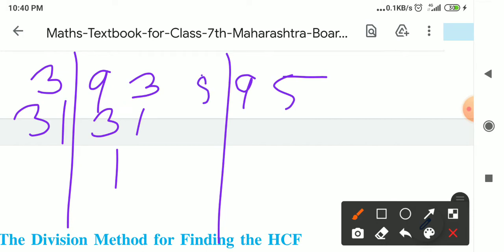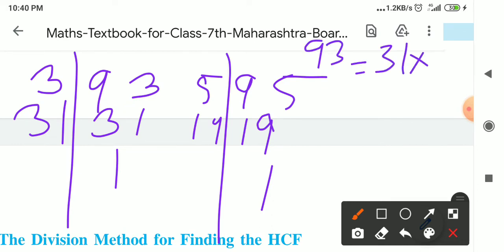95 is divisible by 5. 5 1s are 5, remains 4. 5 9s are 45. 19 is a prime number, and 19 1s are 19. So 93's factors are 31 and 3, and 95's factors are 5 and 19.